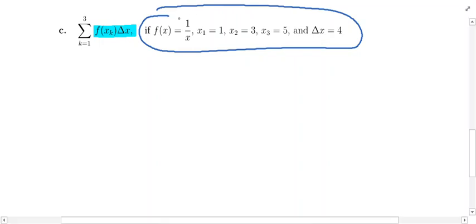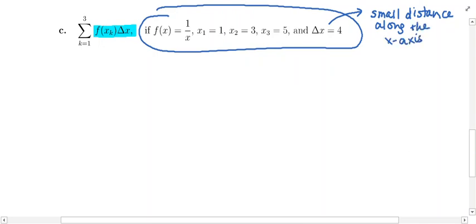So again, you've got a function that you're dealing with, 1 over x. You've got specific values for x1, x2, and x3. Then you've got this quantity delta x, and what this represents is a small distance along the x-axis.